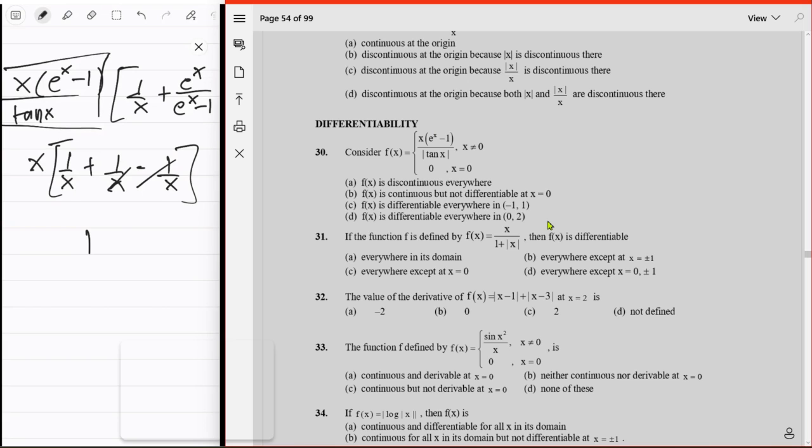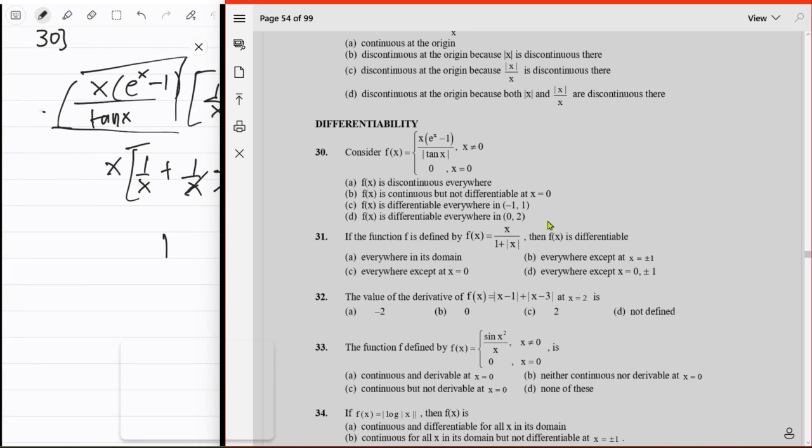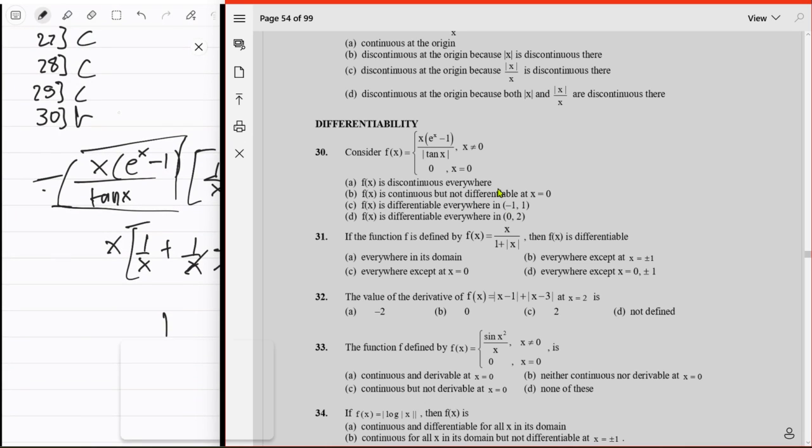What about the left hand limit? For the left hand limit, this will just be the negative of whatever it was. Everything still works out the same way. It's just not differentiable, because at that point it becomes negative 1. So it's continuous but not differentiable at x equal to 0. So it's B. Next question, 31.